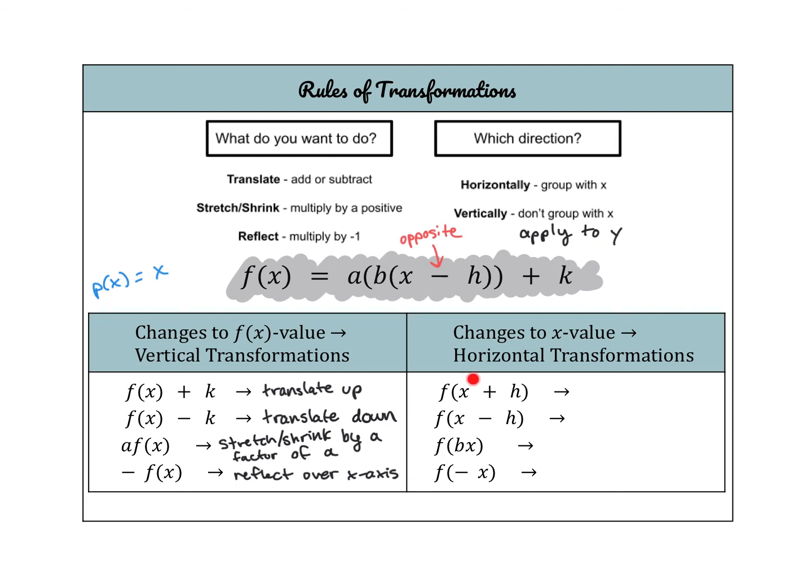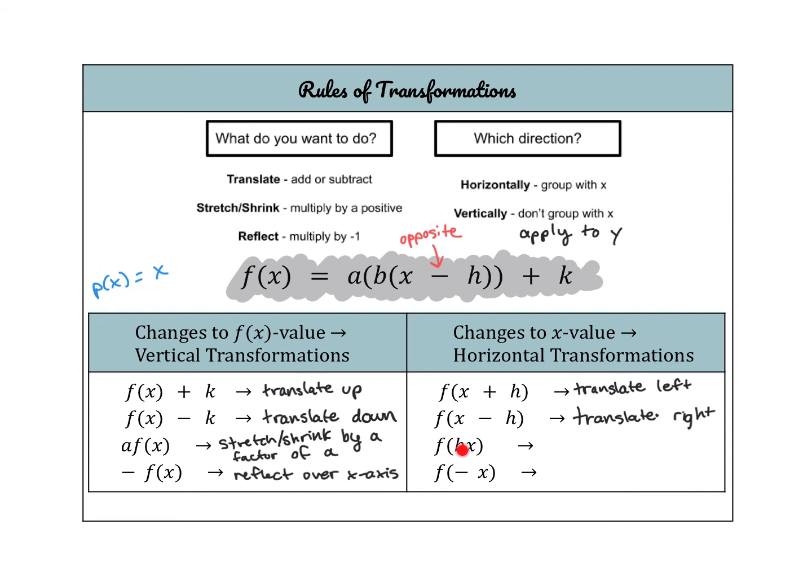Now let's look at the horizontal changes, if we want to change what our function looks like. Again, here you can see that we're specifically adding h to x. It's grouped with x. So this will actually translate or shift our graph to the left by h units. Remember, this always moves in the opposite direction. This will translate our graph to the right by h units.